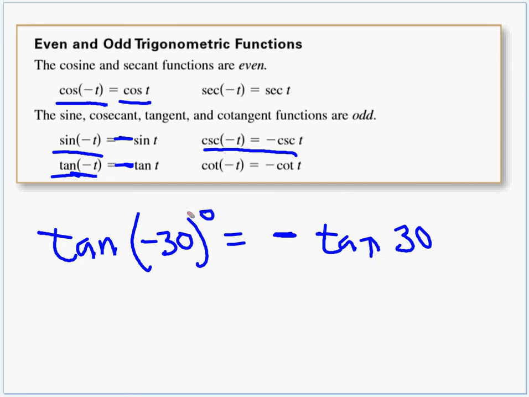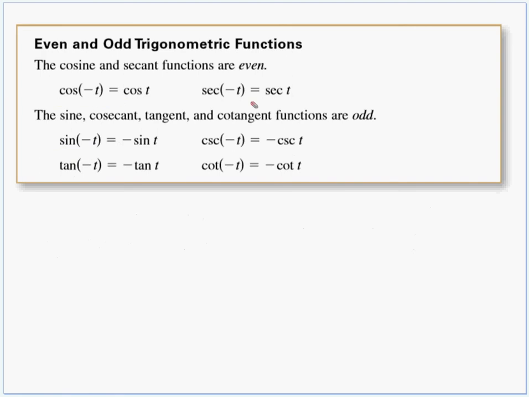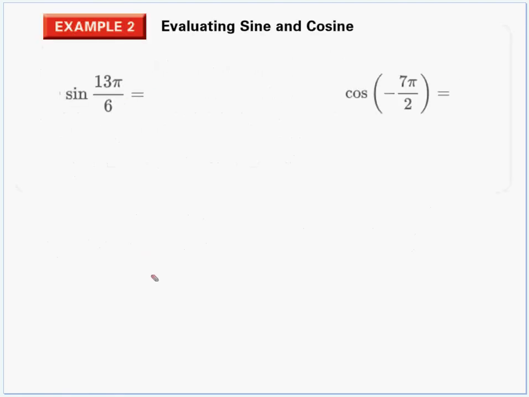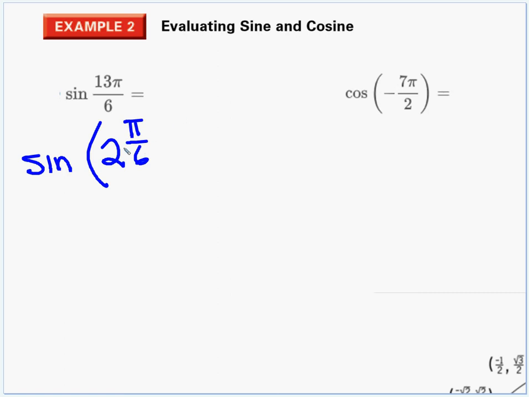If that makes more sense with numbers instead of t's in there. So let's try these out. Evaluate sine and cosine. And let me just grab my unit circle. Okay, this first one, sine of 13 pi over 6. I like to turn it into a mixed number first. That is the same thing as the sine of, 6 goes into 13 twice with 1 left over, so that will be 1/6 pi. So that's 2 and 1/6 pi.